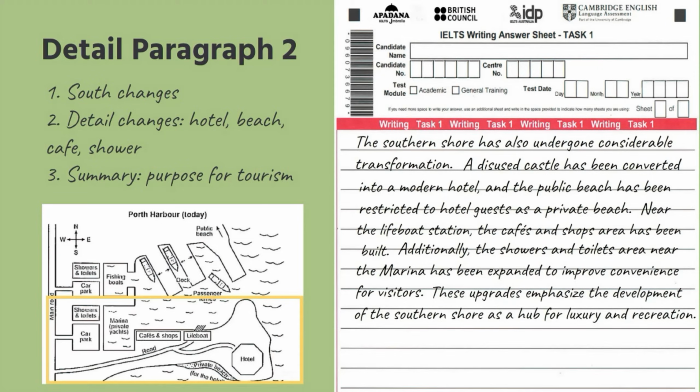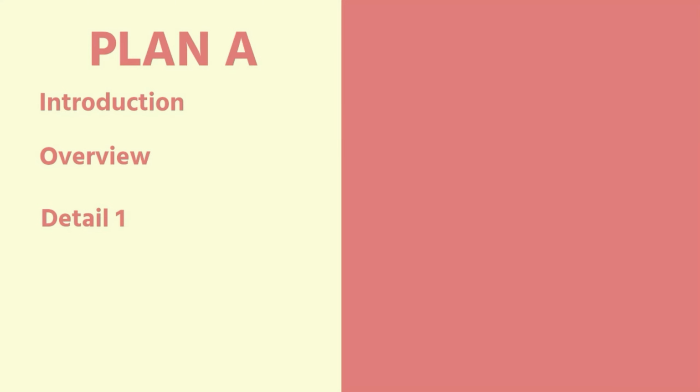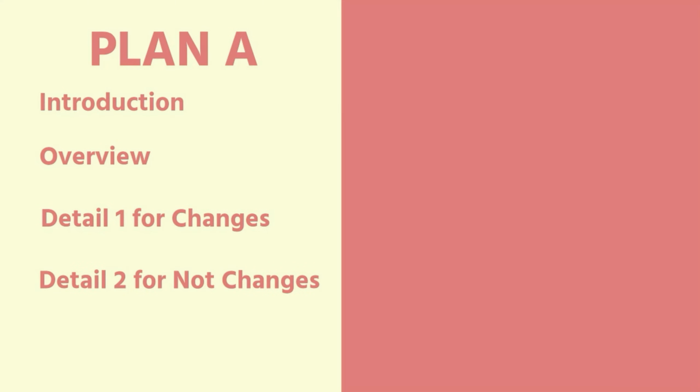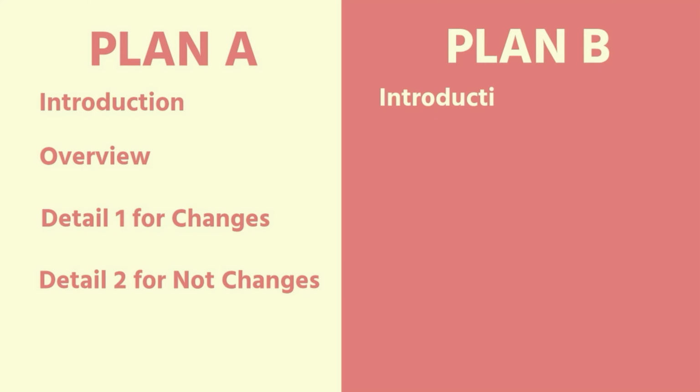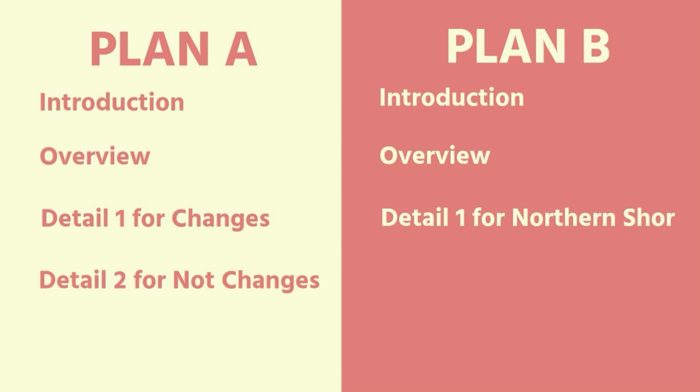Now my two essays are done. Which one do you prefer? How to choose the structure. For the first essay, the structure is introduction, overview, detail paragraph 1 for changes, detail paragraph 2 for no changes. Structure 2: introduction, overview, detail paragraph 1 for the northern shore, detail paragraph 2 for the southern shore.